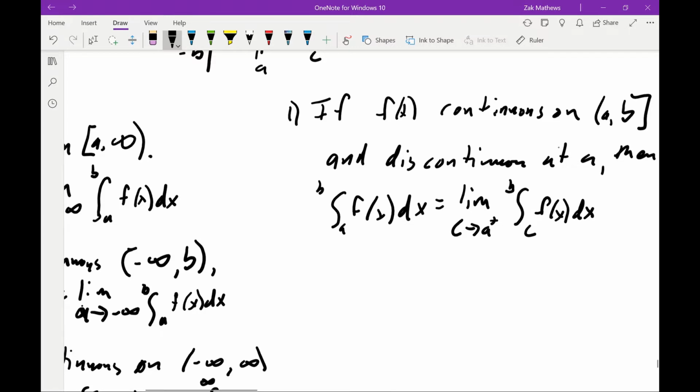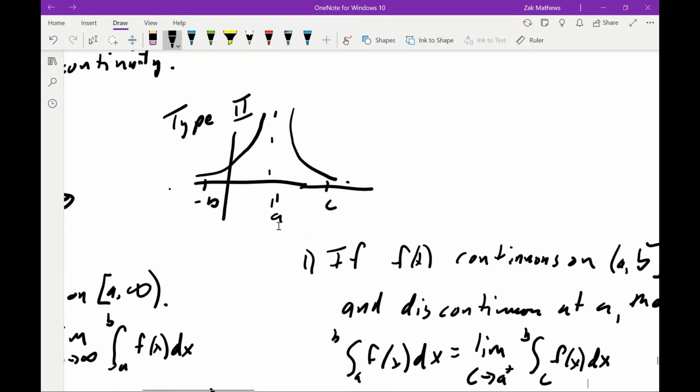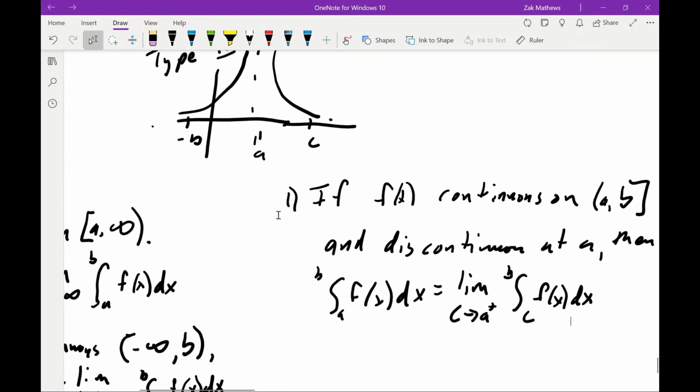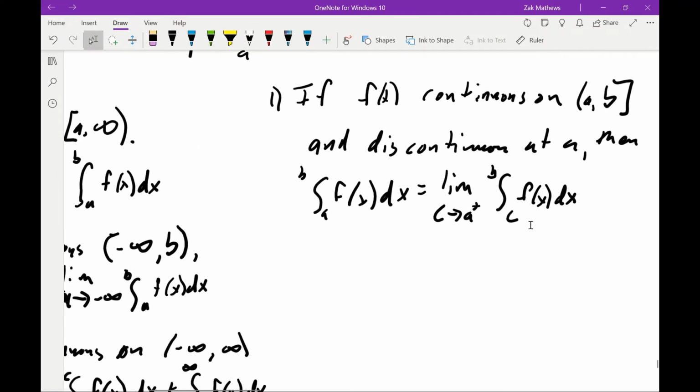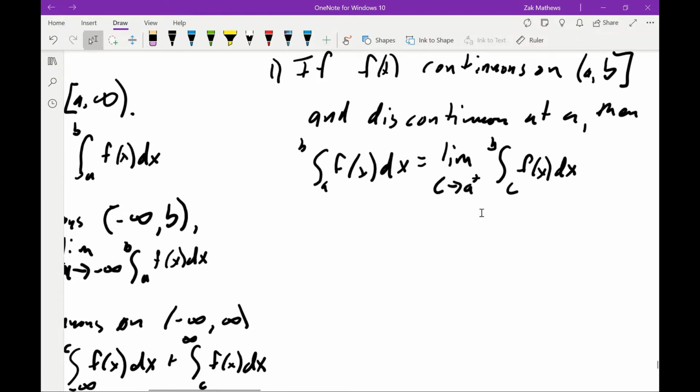Because if we have that discontinuity like we did in this picture, I can't go plugging in that a, right? That a is impossible for me to plug in because it's going to result in me getting a value of infinity, and infinity is meaningless. So what we're going to do is instead use a different value c, and see what happens to the limit as we get really, really close to that a value. We're going to use a similar trick depending on where that discontinuity falls.